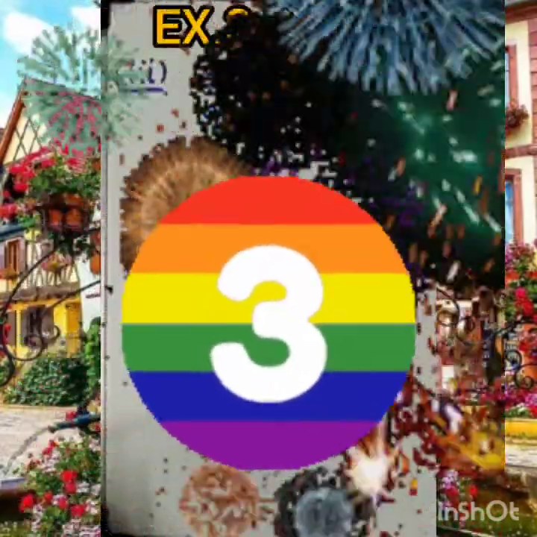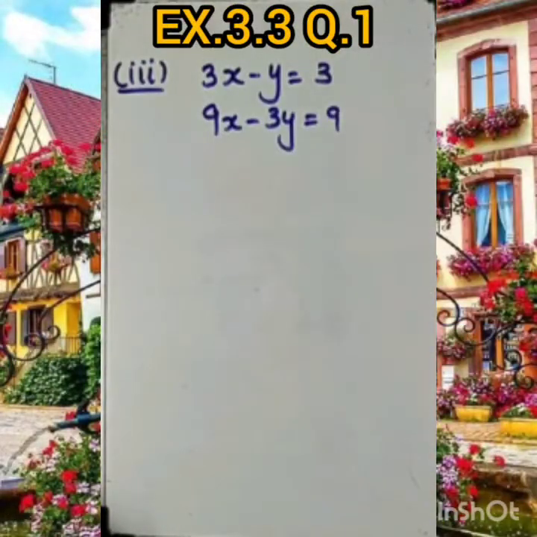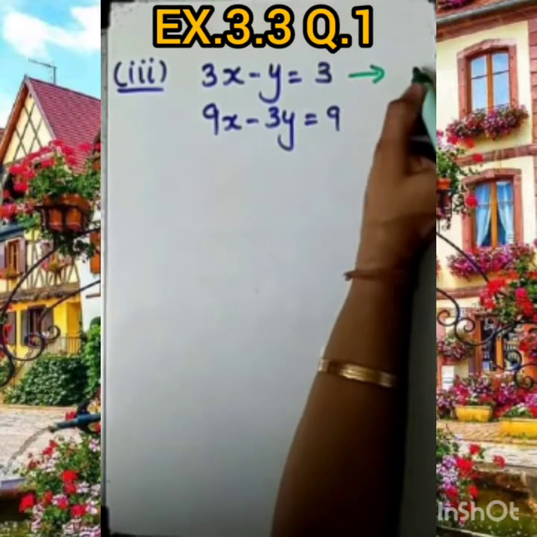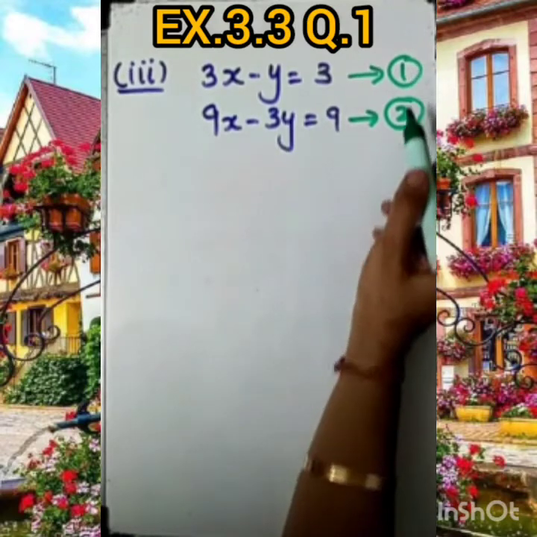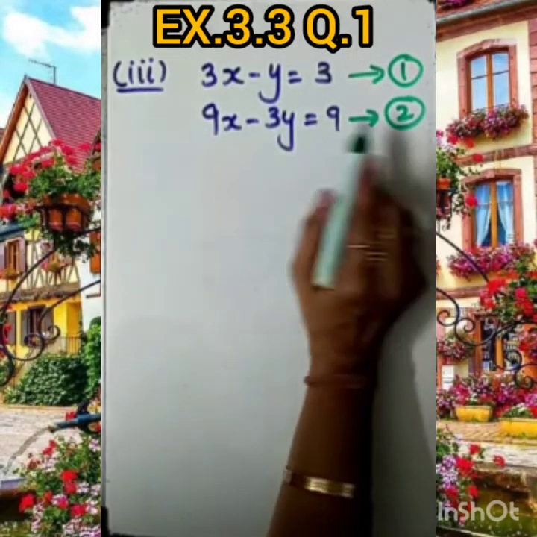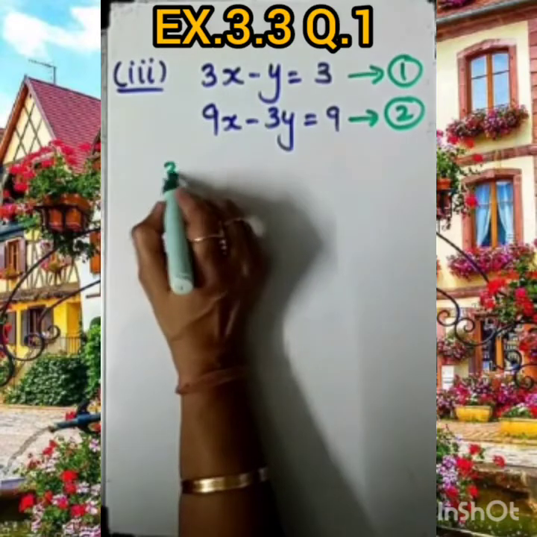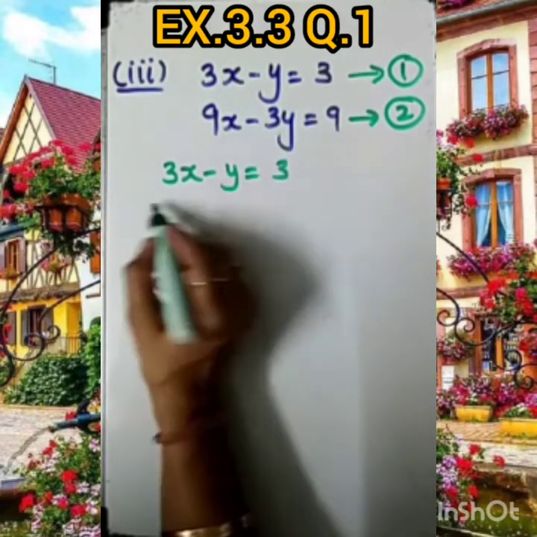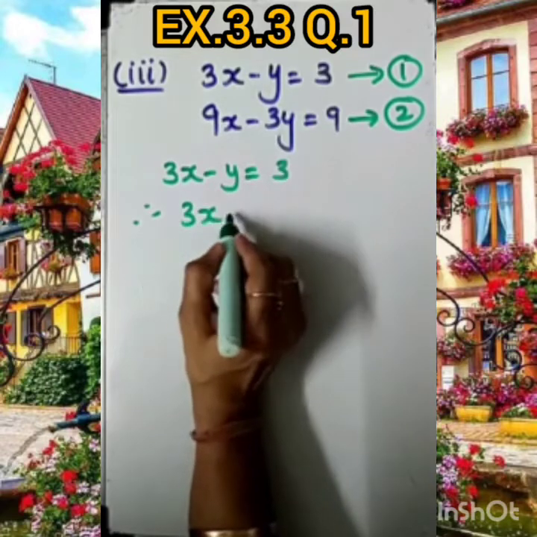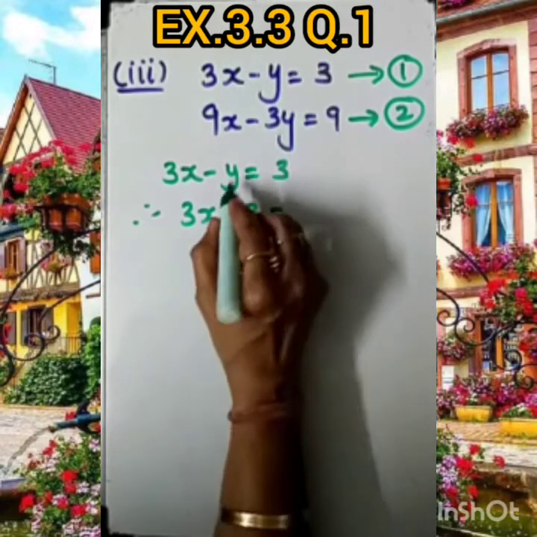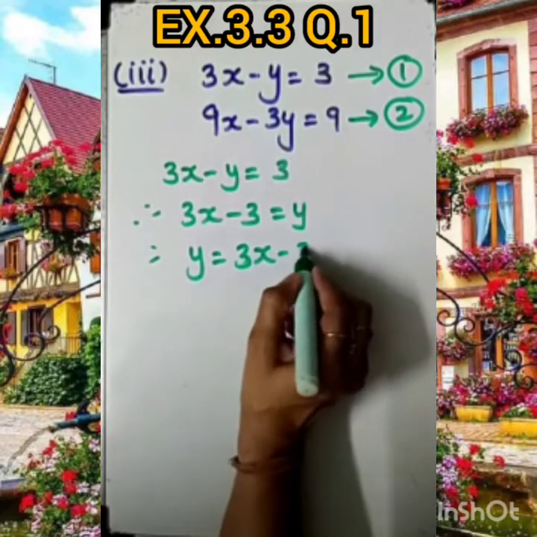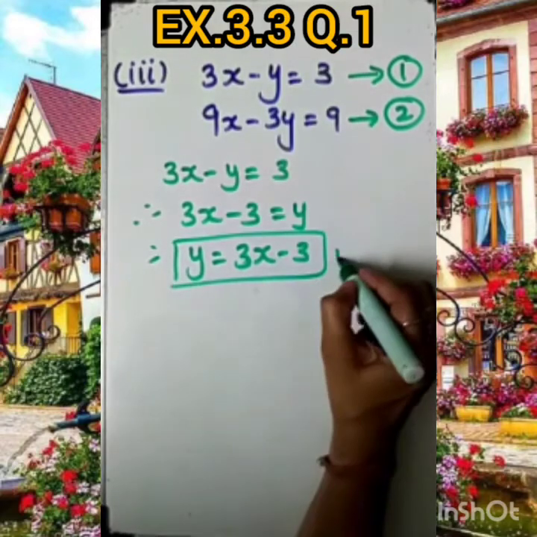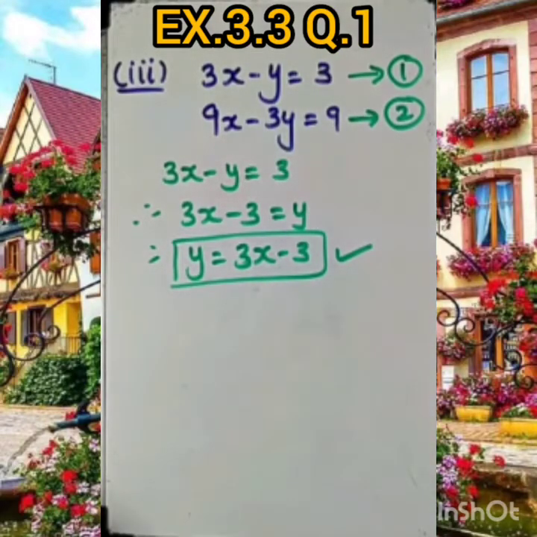So the third one we are given is 3x minus y equal to 3 and 9x minus y equal to 9. This is the first equation, this is the second equation. Now let me make y the subject in the first equation. I need to bring this 3 to this side and this minus y will move to that side. So the value of y we are getting is 3x minus 3. This value I am going to substitute in equation number 2.